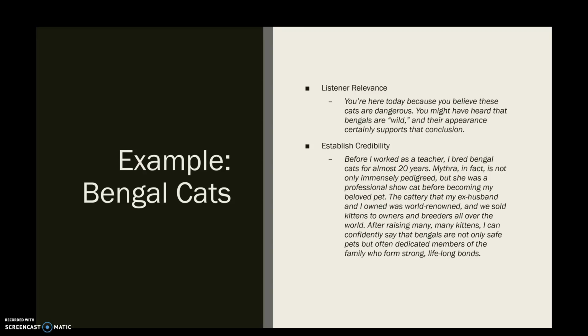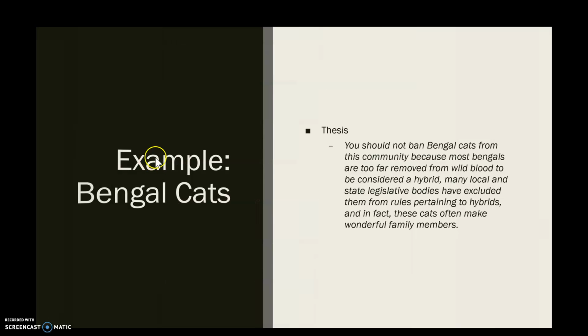So then to establish credibility, I'll talk about my experience with these cats. Before I worked as a teacher, I bred Bengal cats for almost 20 years. Mithra, in fact, is not only immensely pedigreed, but she was a professional show cat before becoming my beloved pet. The cattery that my ex-husband and I owned was world-renowned, and we sold kittens to owners and breeders all over the world. After raising many, many kittens, I can confidently say that Bengals are not only safe pets, but often dedicated members of the family who form strong, lifelong bonds.